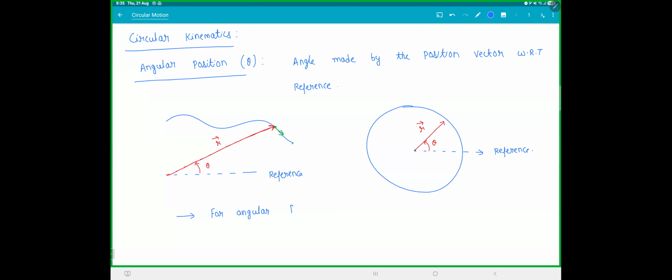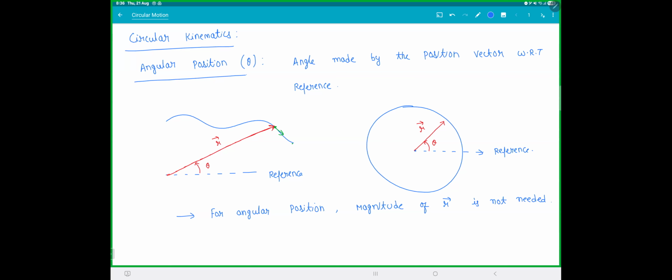So for angular position, the magnitude of r bar is not required. No matter how big the vector is, that means you could have a vector this long, you can have a vector this small, all have the same angle theta. R bar does not affect it, so it's not needed. Clear? Pretty straightforward definition. So the angle made with the reference line.